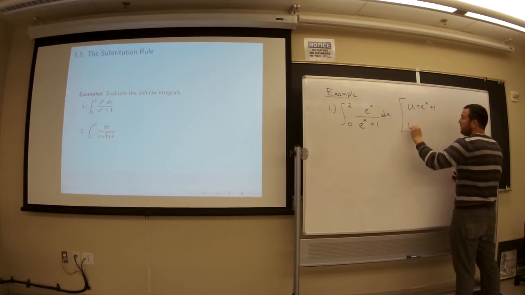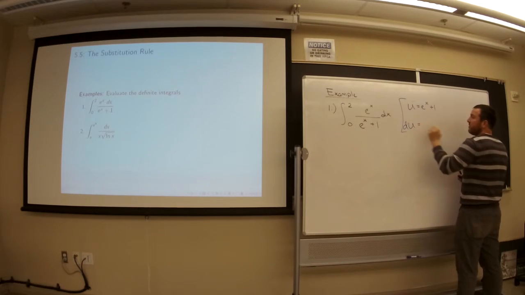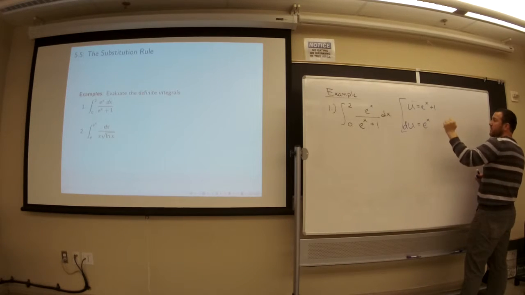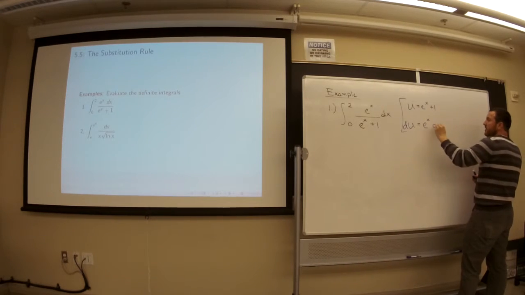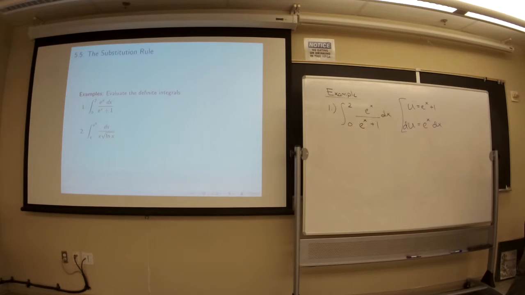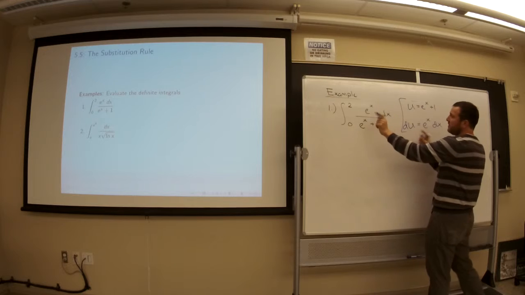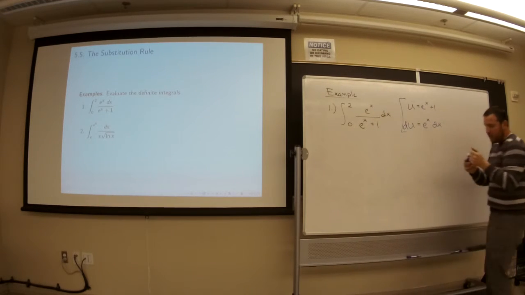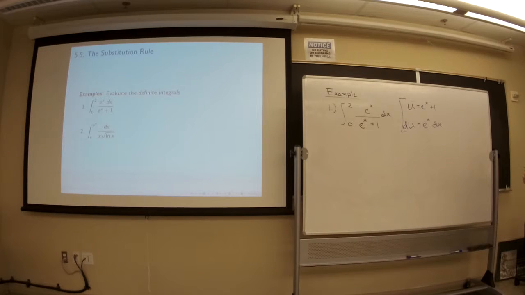So du, taking the derivative of both sides, is e to the x, which stays the same when we take the derivative. The 1 doesn't give us anything, and then multiply by dx for the chain rule. Okay, so this e to the x and dx will be du, great. E to the x plus 1 will be u. We should be able to write this in terms of u really easily.